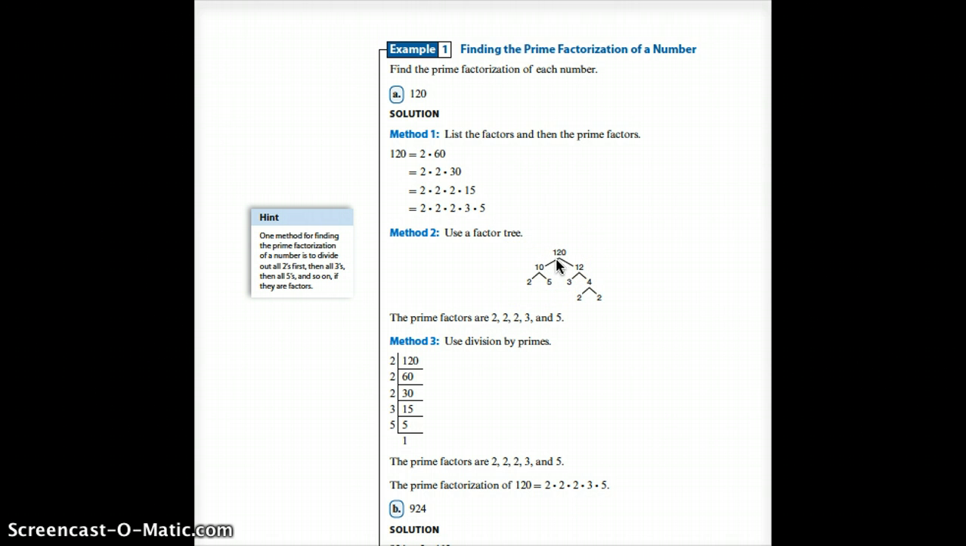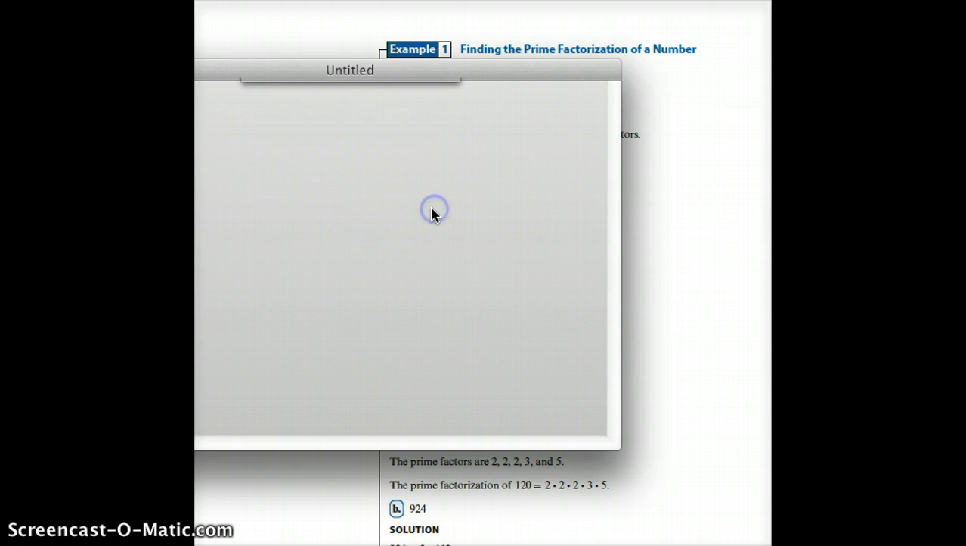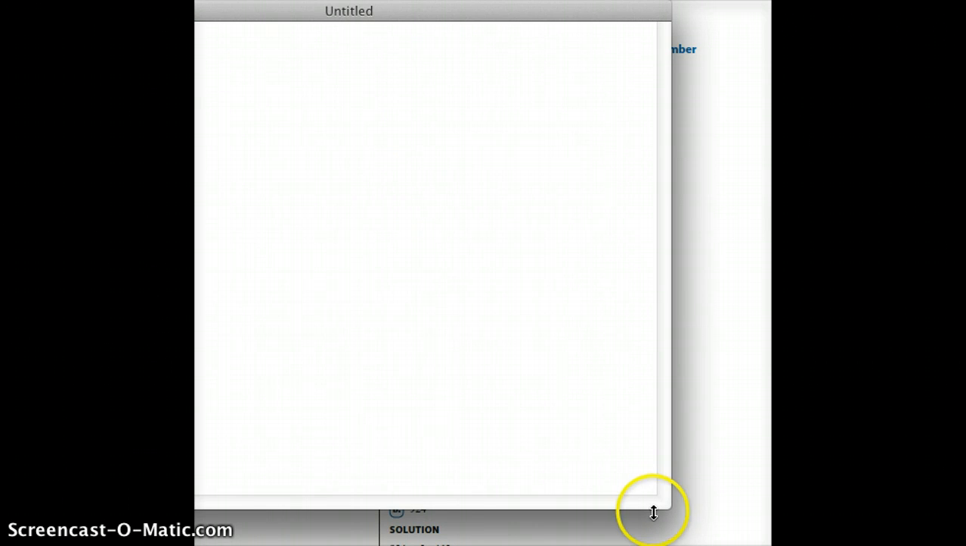120 is the same thing as 10 times 12. Then they break down 10 as 2 times 5. They break down 12 as 3 times 4. And they break down 4 as 2 times 2. And the last row is the prime factors. So it's 2, and they have 3 2's, so 2 times 2 times 2, and then 3 times 5. Okay, let's take a look at something.